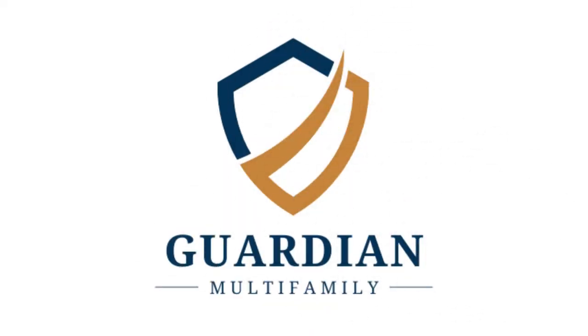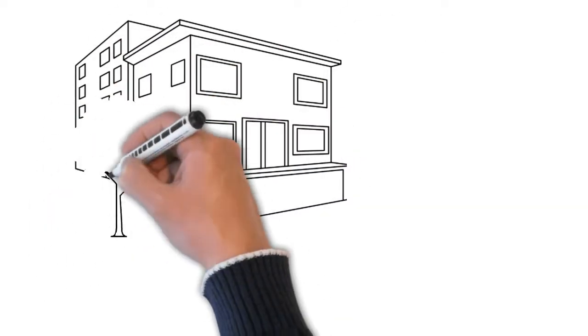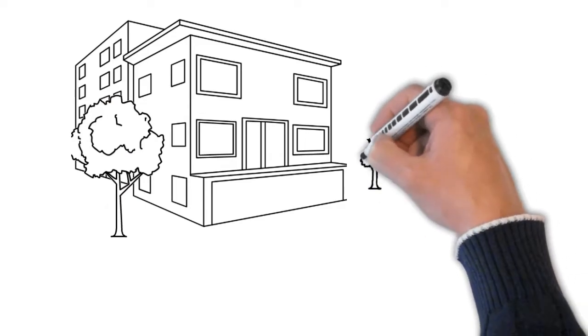Today let's talk about how the value of an apartment is determined. There might be some new terms to you, but don't worry, we'll define them along the way. There are three main ways a property is valued.